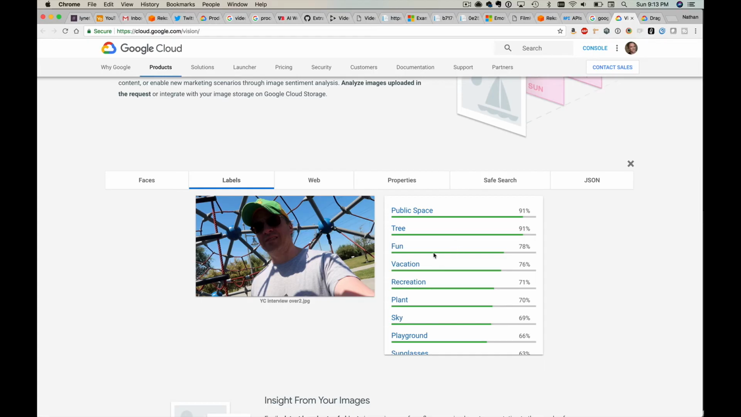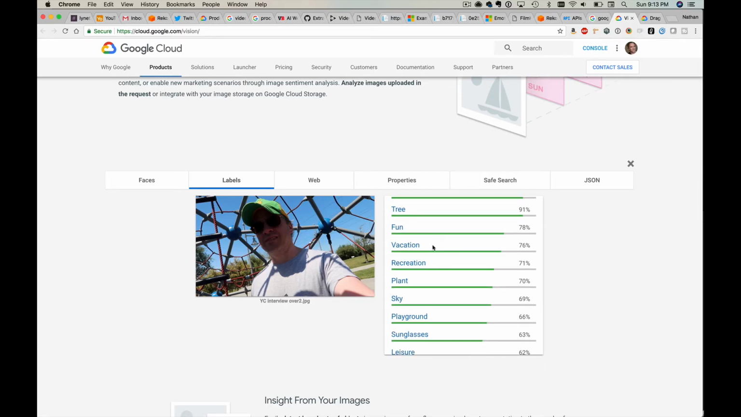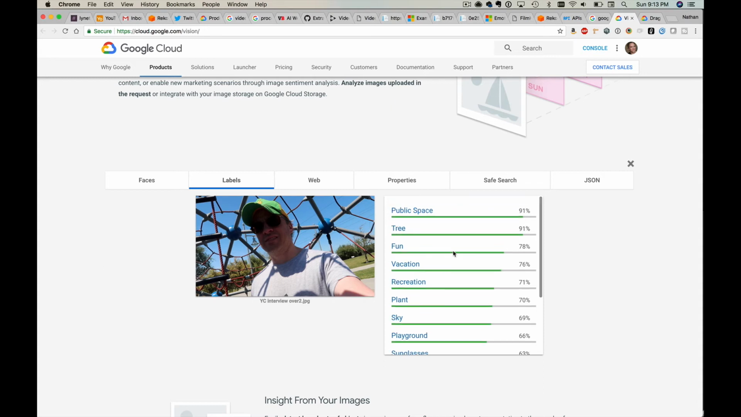It did pick up things like, what are some of my labels? That I'm in a place of fun, a public space, vacation, recreation. I don't know, there might be some labels there that are interesting. If I could take those labels and correlate them to videos that have done better, maybe that would be interesting. I'm just exploring these APIs to see if maybe they can surface something interesting that I can pull out and automate inside Film Hope.